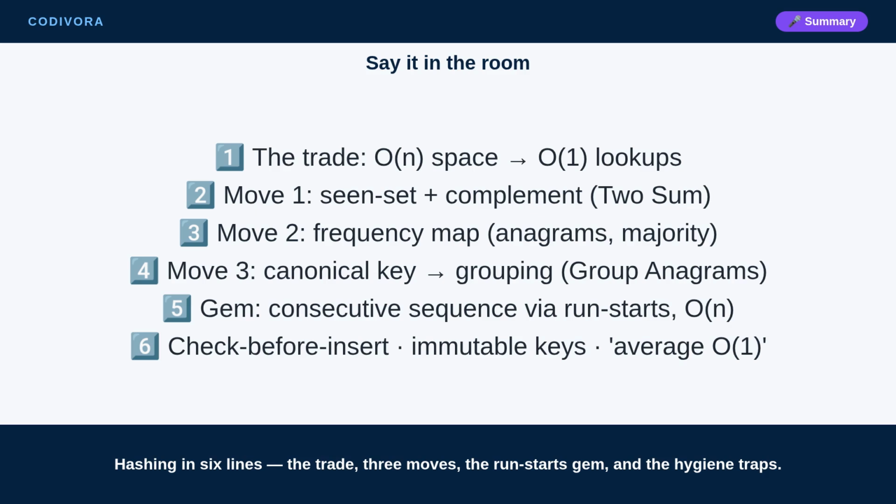Now to recap. Let's lock it in. Hashing trades linear space for constant lookups. Move 1: the seen set and the complement question. That's Two Sum. Move 2: the frequency map, anagrams, and majority elements. Move 3: canonical keys that make equal things collide. That's grouping. The gem is longest consecutive sequence, linear because you only count from run starts. And the hygiene: check before insert, immutable keys, and O(1) on average. That's hashing, the workhorse of interview coding.